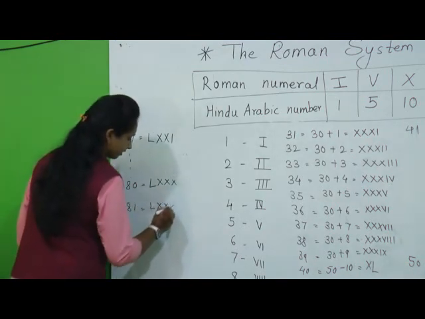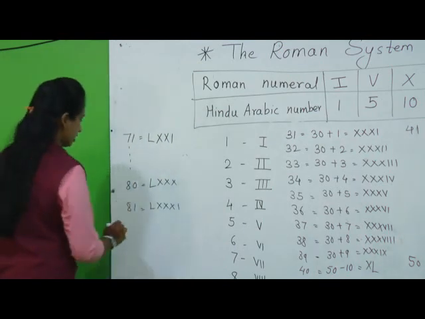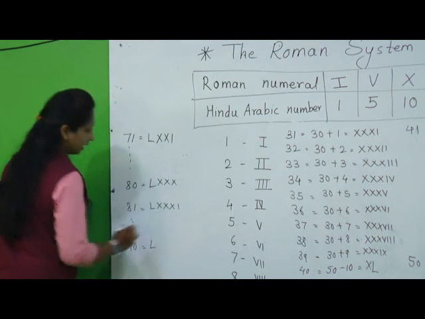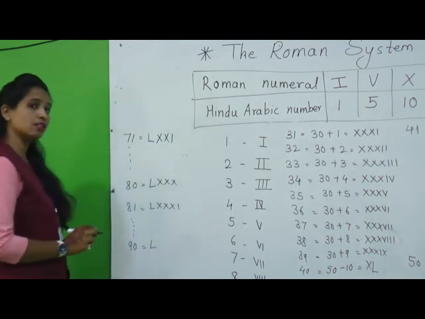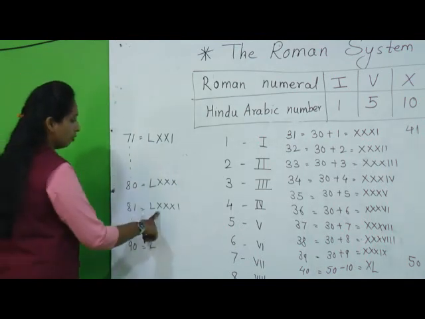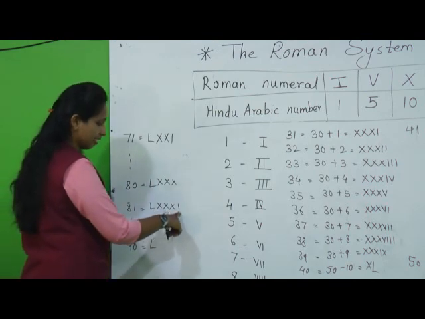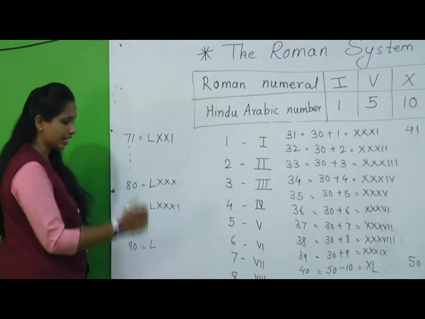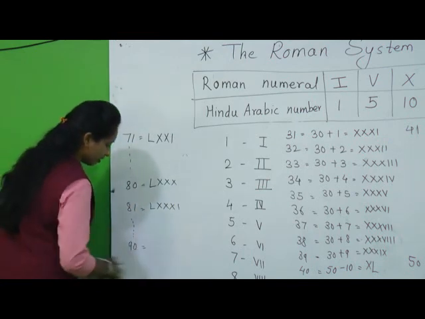L, X, X, X, I. Okay. Same continue with the 90. Now see, 90 means 80 plus 10 is 90. Now we cannot write 80 plus 10 because 10 means X. We cannot repeat X 4 times. So what we have to do in this case?